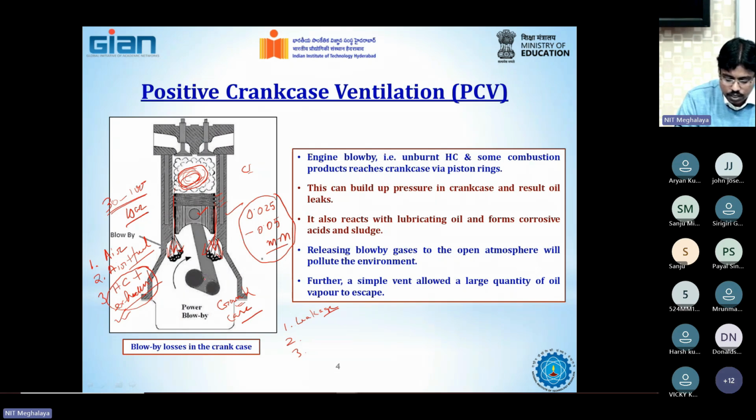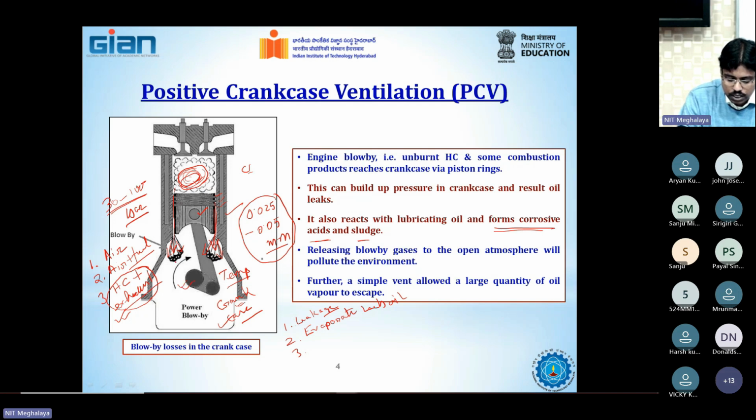will be coming here. They come at a high temperature. So the temperature of this gas will be higher. At this high temperature, these gases, firstly, evaporate the lubricating oil, lube oil, which has been stored in the crankcase. First problem. Second problem is that they react with the lubricating oil, forming corrosive acids and sludges. So you cannot allow the exhaust gases to store here.